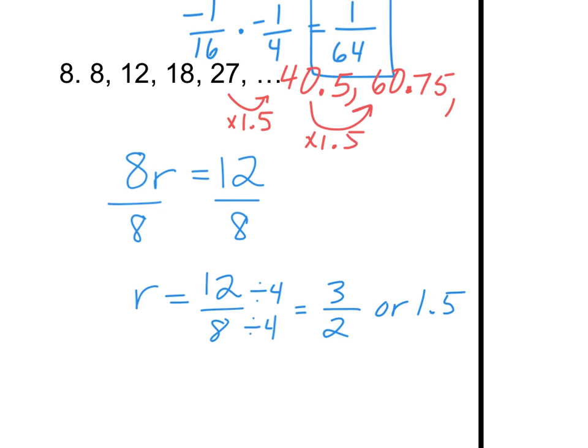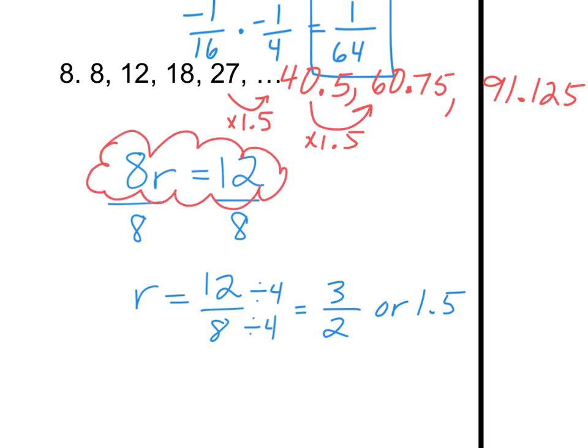And then you do 60.75 times 1.5, and Macy got 91.125, and that sounds right. So it's not always going to be super, super easy to figure out what it is. Write yourself a little equation like we did, and solve it to figure out what's going on. It's multiplying by 1.5 every time.